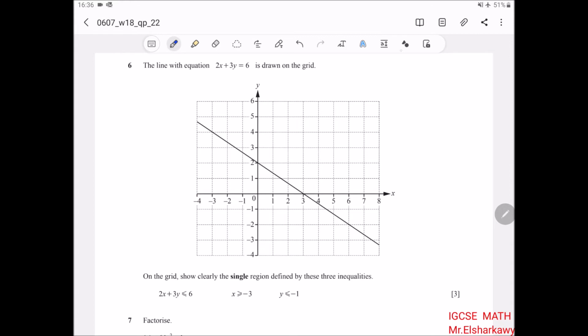We also draw x is equal to minus 3. So x is equal to minus 3 is going to be this line. And y is less than or equal to minus 1, so we draw y is equal to minus 1. It's going to be this line. So you want the region that is below 2x plus 3y is less than or equal to 6, and x is greater than or equal to minus 3, and y is less than or equal to minus 1. So this is our region here.